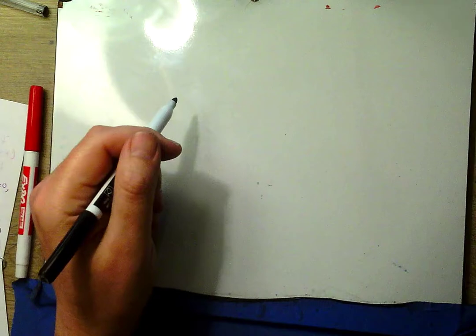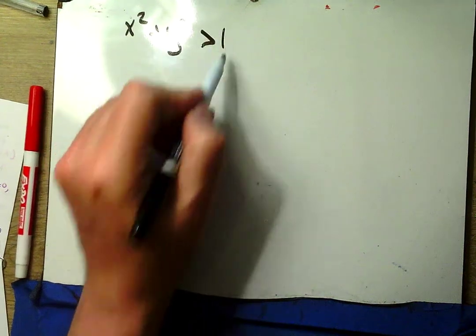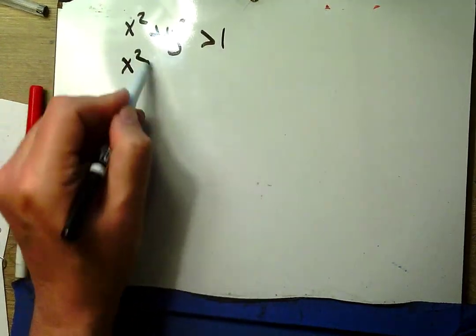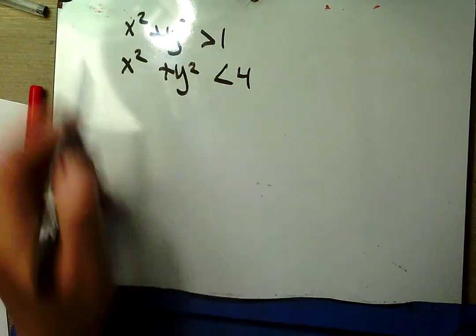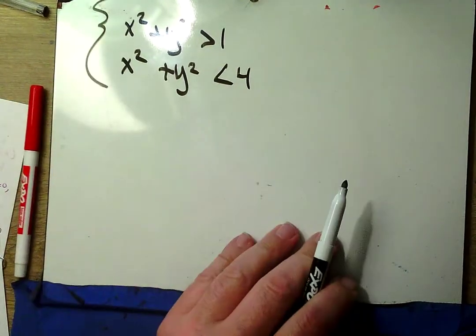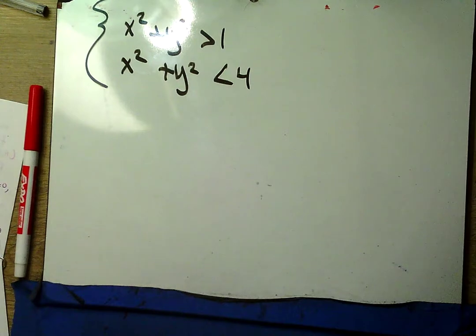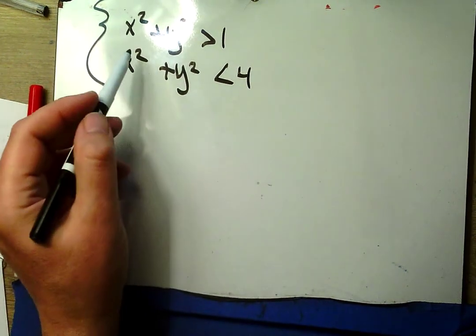Because we know how to graph all kinds of things that are not linear equations. How about this one? X squared plus y squared is greater than 1. X squared plus y squared is less than 4. Will you graph that one?